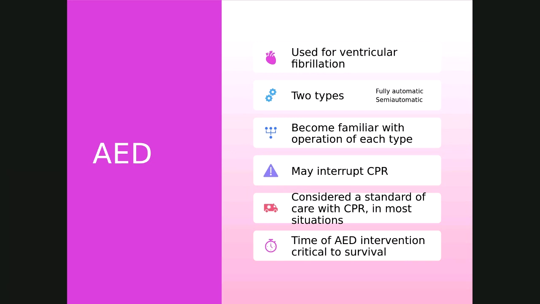Most government buildings have the AED. Most parks and rec departments have an AED. There's not too many places you can go now where you wouldn't be able to find an AED. And these have become very valuable in saving patients' lives. They are used for ventricular fibrillation, when the heart is kind of quivering. There are fully automated and semi-automated AEDs. You want to become familiar with each type, and that is something you learn in CPR.